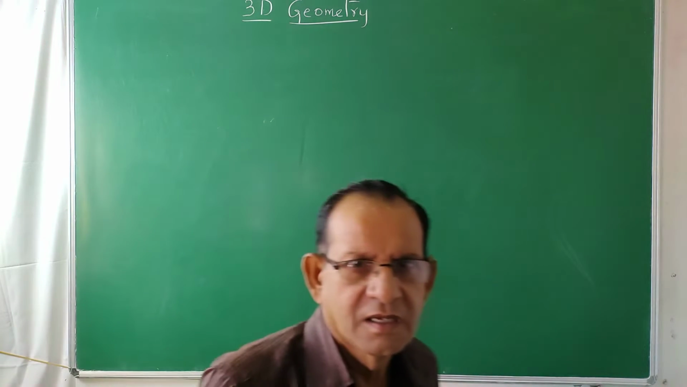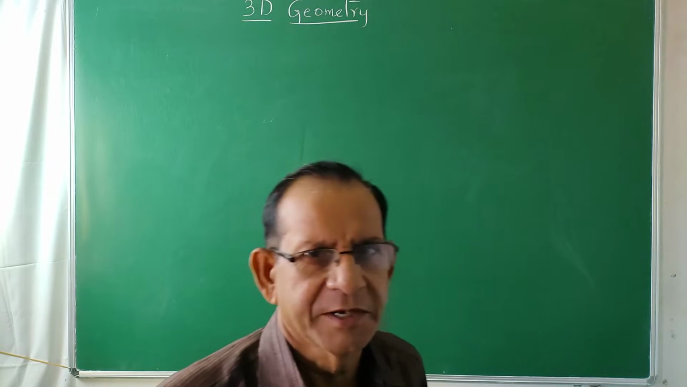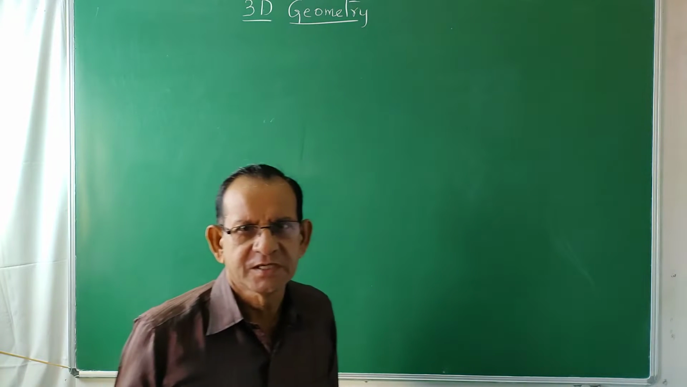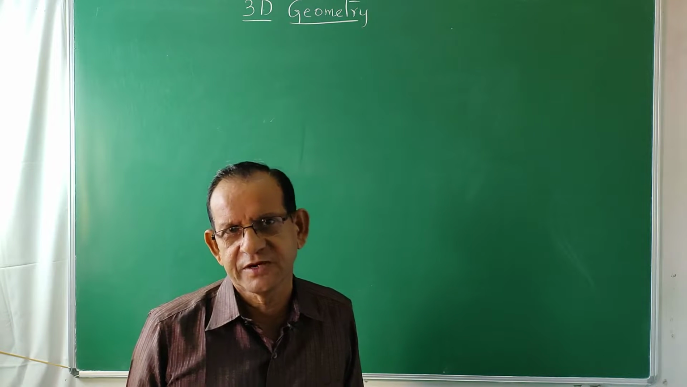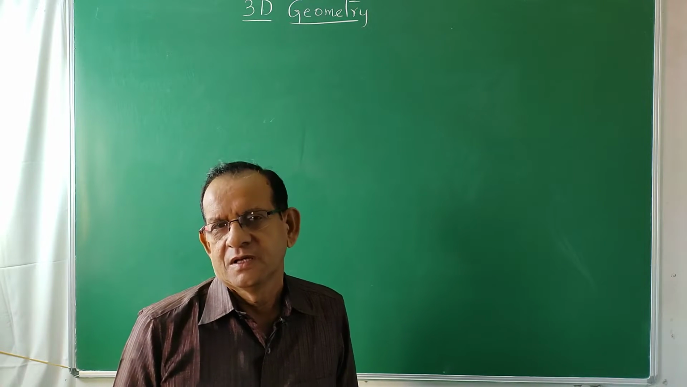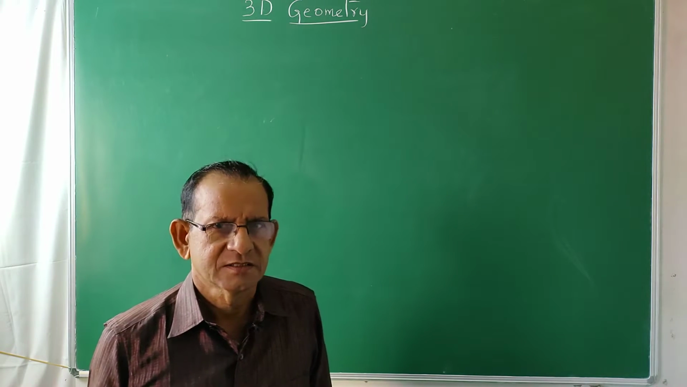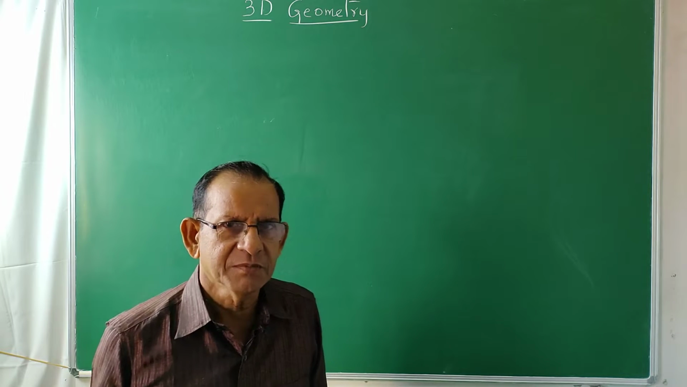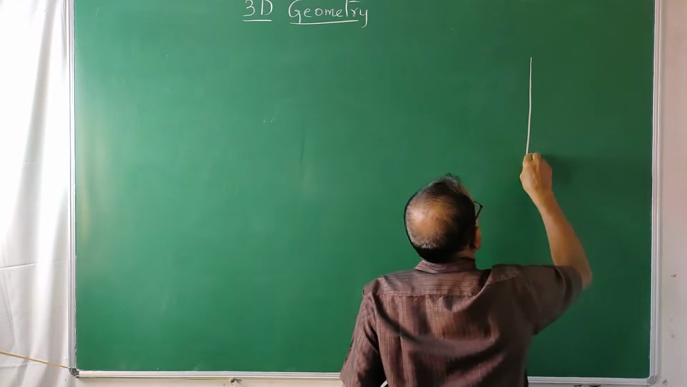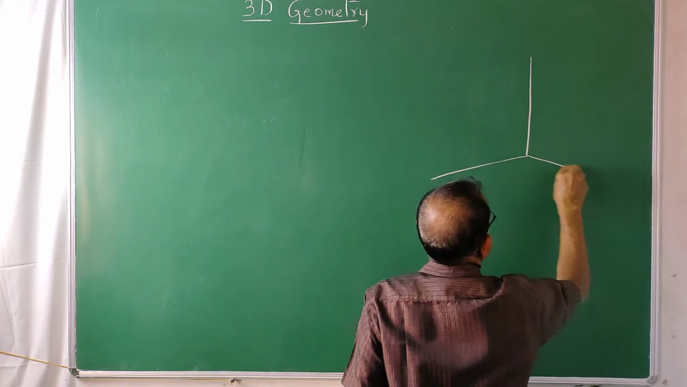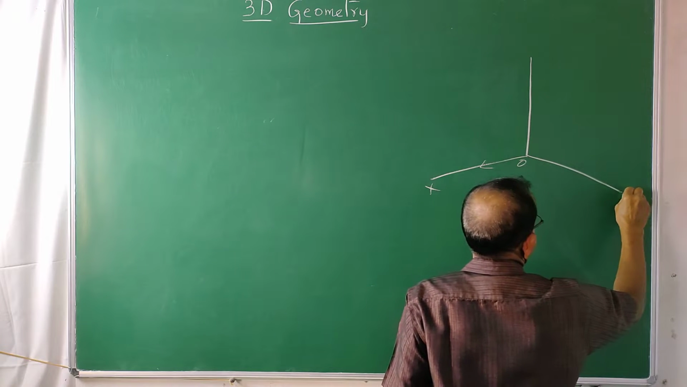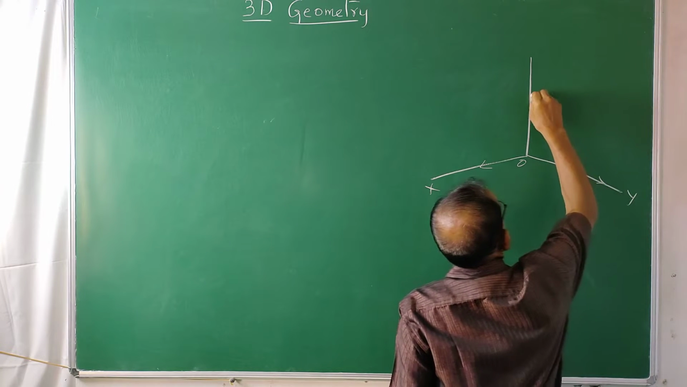In this class, I want to take three-dimensional geometry. Now, for three-dimensional geometry, we have to consider three axes: x-axis, y-axis, and z-axis. Whereas in two-dimensional geometry, we will consider only x-axis and y-axis. That is there on the one plane only, but it is in the space. This is x-axis, this is origin, and this is y-axis, and this is z-axis.